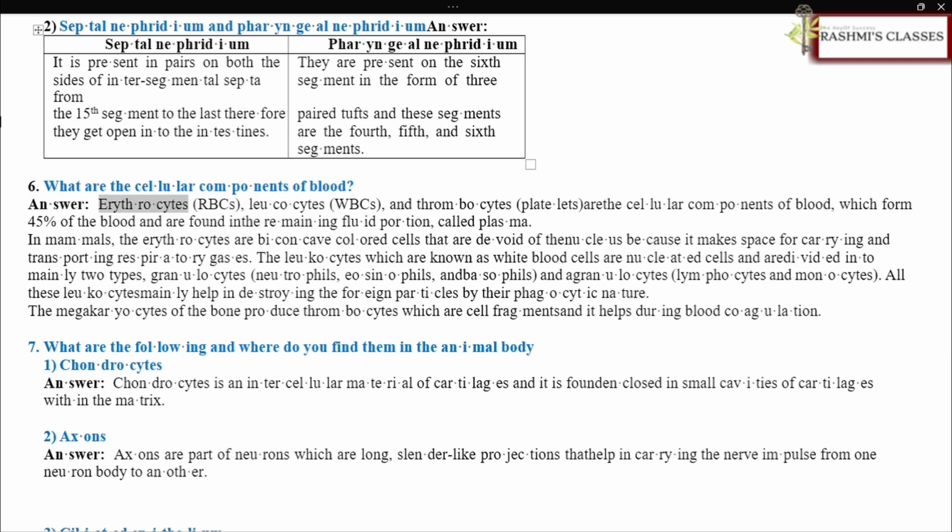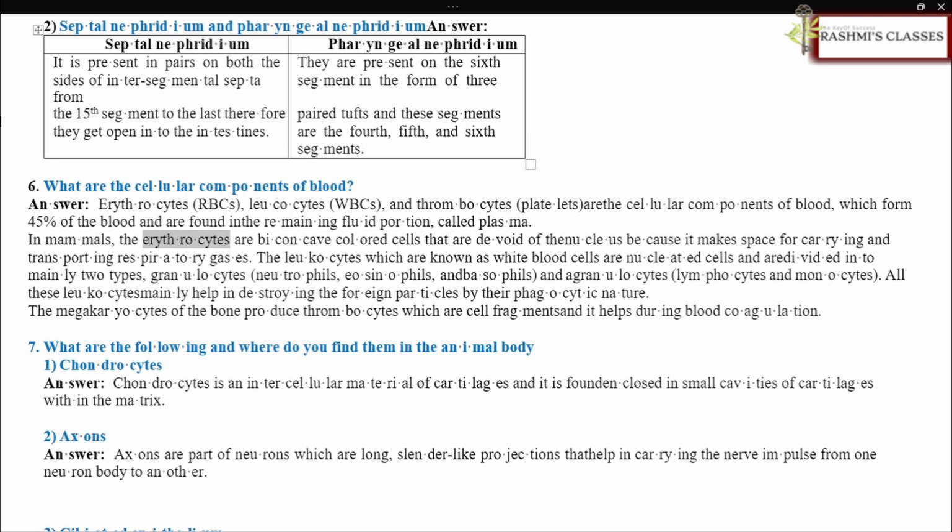What are the cellular components of blood? Answer. Erythrocytes, RBCs, leukocytes, WBCs, and thrombocytes, platelets, are the cellular components of blood, which form 45% of the blood and are found in the remaining fluid portion, called plasma.